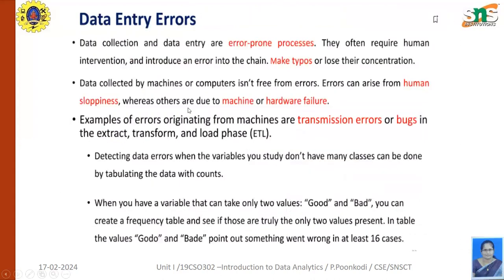Then the next one is the data entry error. Data collection and data entry are error-prone processes. They often require human intervention and introduce errors into the chain. A person makes a typo or loses concentration. Data collected by machines or computers is not free from errors. Errors can arise from human sloppiness, and they may be due to machine or hardware failures. For example, a transmission error or bugs in the extract, transform, and load phase, ETL. Okay.